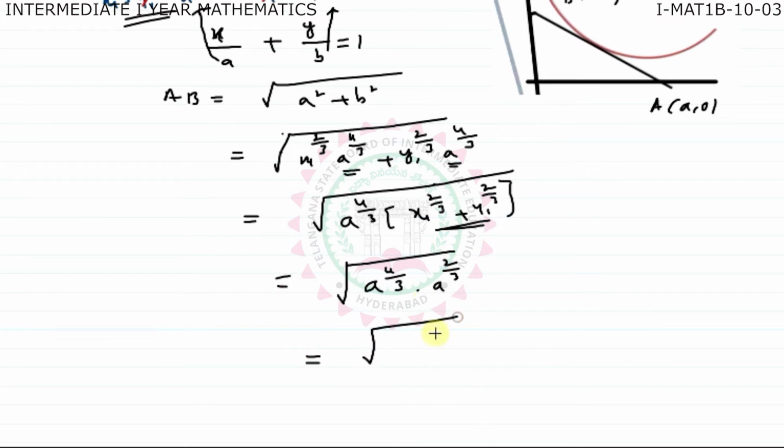Finally, on simplifying these two, a power m into a power n is a power m plus n. 4 by 3 plus 2 by 3 means 6 by 3. 6 by 3 means here a square. Finally this is a. So the length of AB here is a, which means this is constant.